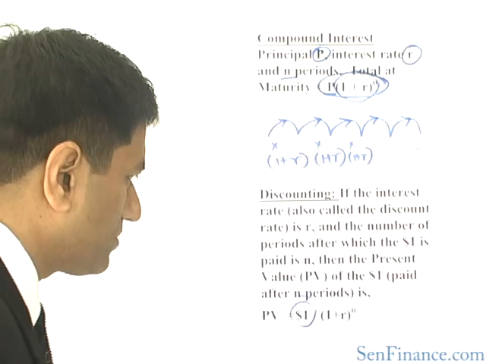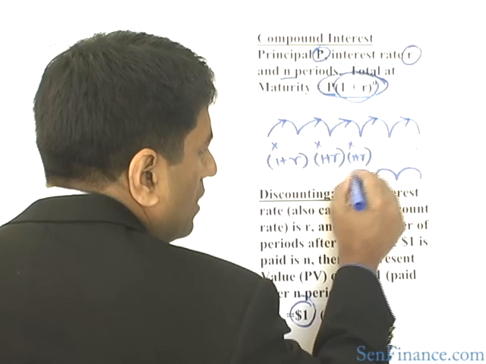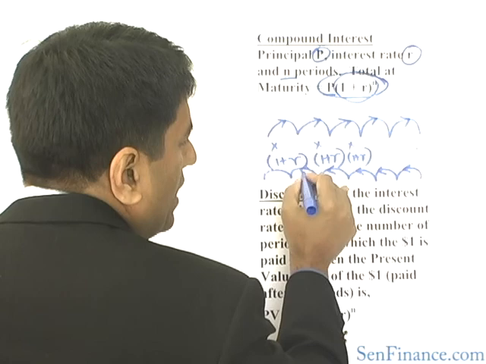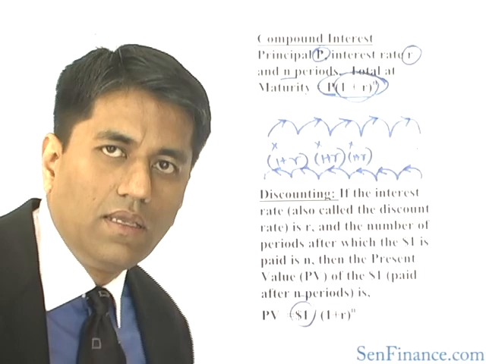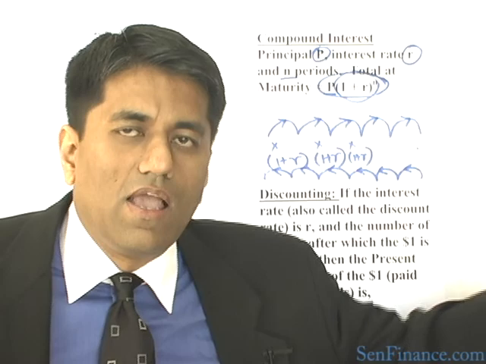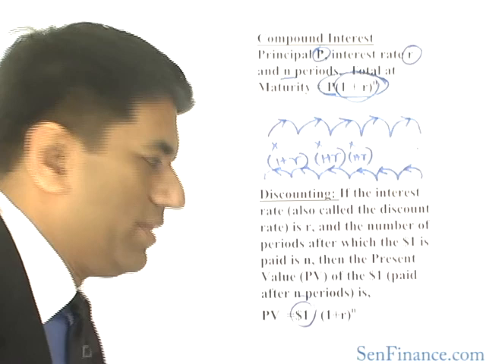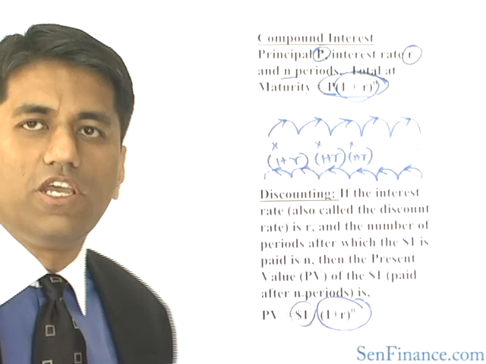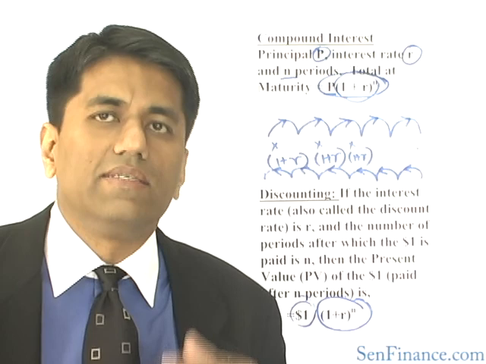So when you move back N periods, and each period you are discounting by the factor 1 plus R, then the amount that you have today for that dollar which you got N periods in the future would be that dollar times 1 divided by 1 plus R to the power N. So this is the factor by which you would divide the money that you would receive N periods from now.